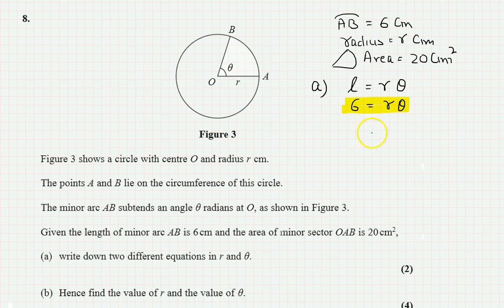And the second is the area. The area is half r square theta, because theta is in radians. So area is half r square theta, and area is given 20, so 20 is equal to half r square theta.